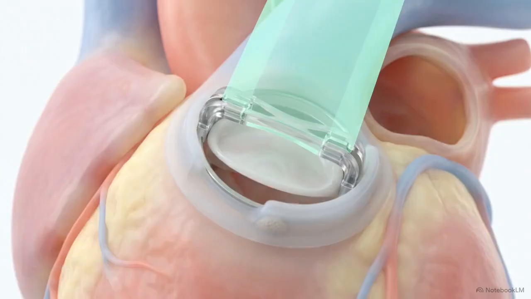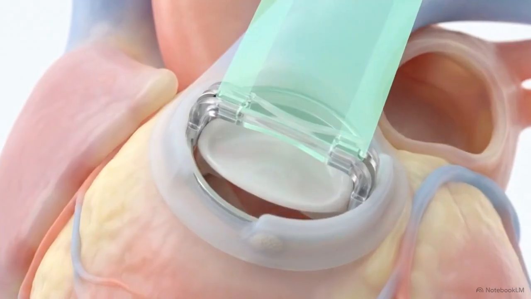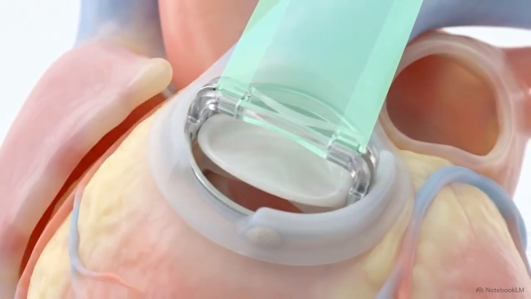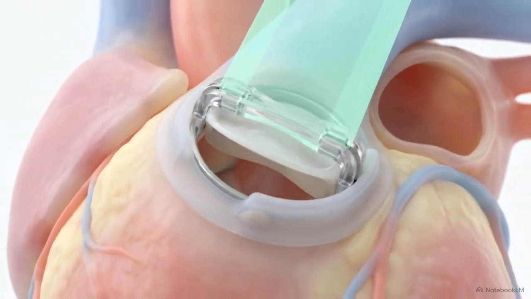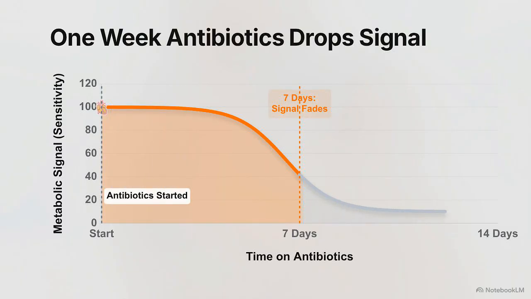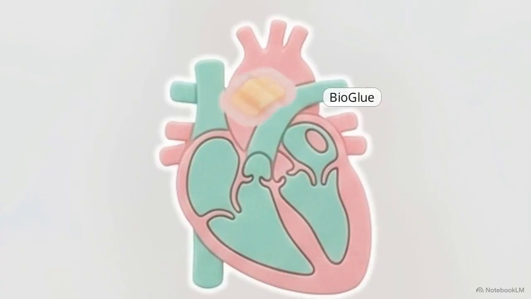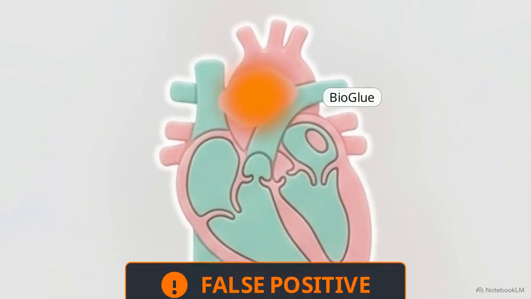Despite its high sensitivity, the modality has limitations. PET CT can miss vegetations that are smaller than its spatial resolution, and its sensitivity decreases if the patient has been on broad-spectrum antibiotics for more than a week. There is also a risk of false positives in the immediate postoperative period. Tissue inflammation or the use of surgical glues like bioglue can create intense metabolic signals that mimic an infection.